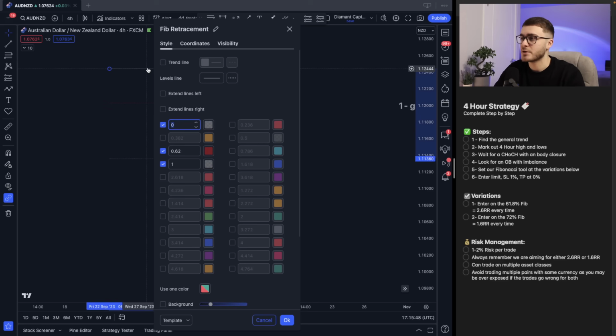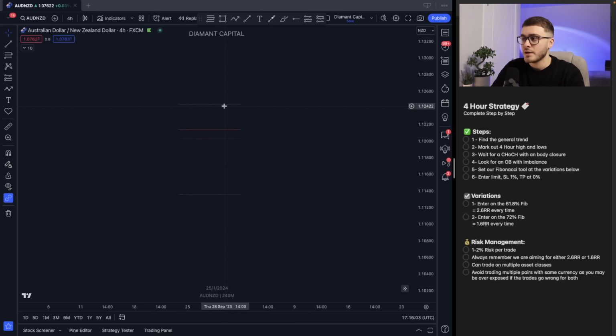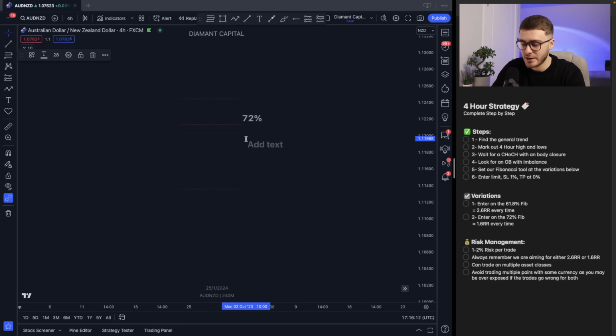So in general, what we're going to be using is something like this. And I'll also be including this in the PDF at some point. So we're either going to be using the 72% fib retracement tool, or we are going to be using the 61.8 fib retracement tool. Now, let me tell you the difference between both of them.